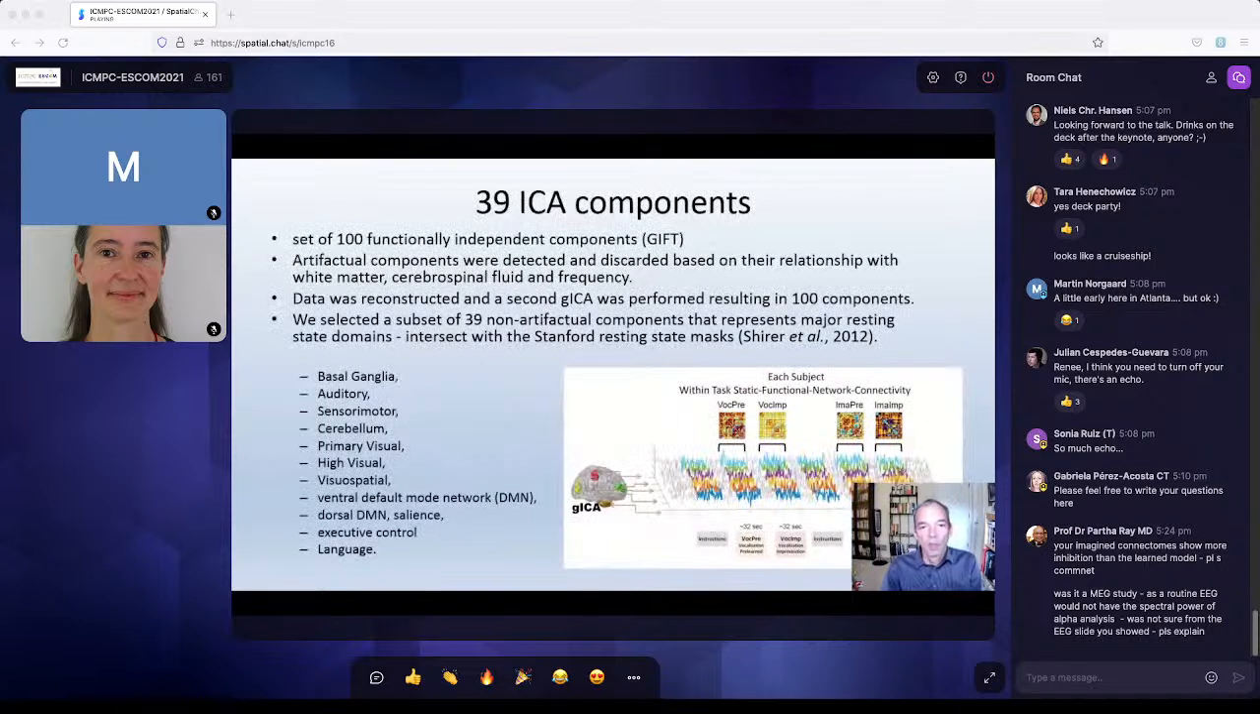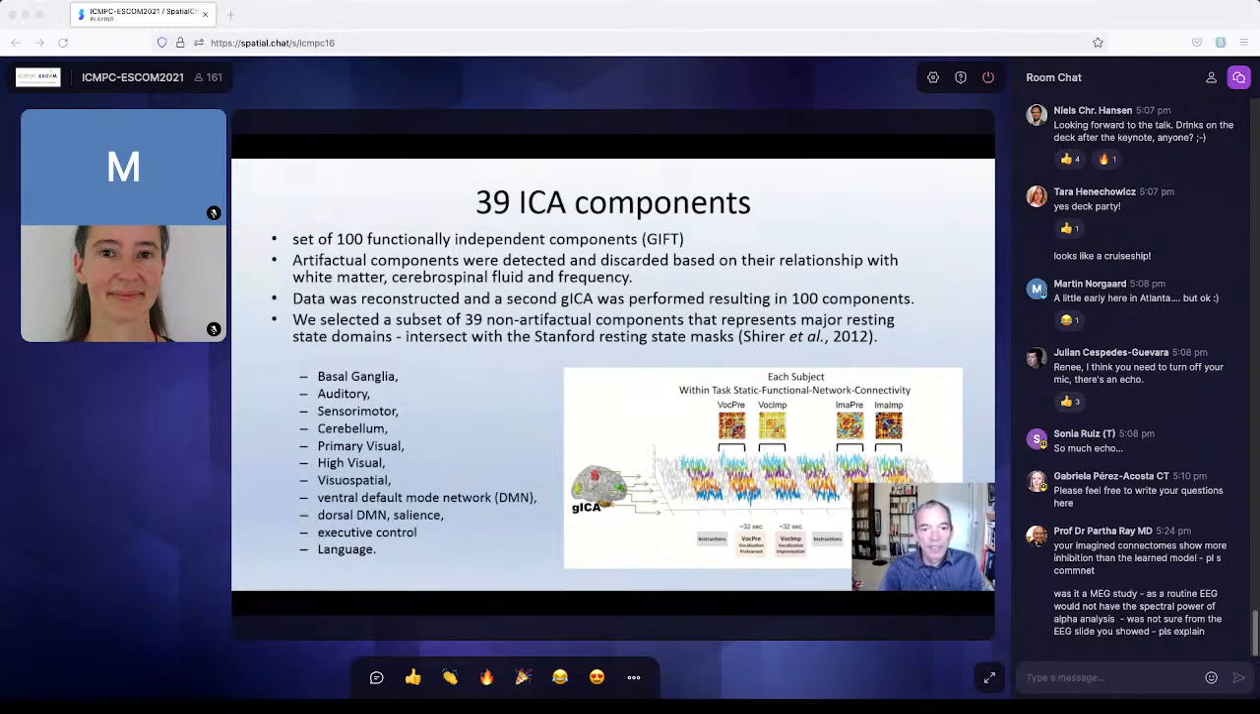The current study, described in the abstract this is based on, uses the same data. It's a reanalysis of the same data. Here we used an unsupervised algorithm implemented in software called GIFT, designed by the TReNDS Lab at Georgia State. We found 39 independent components representing different resting state networks.